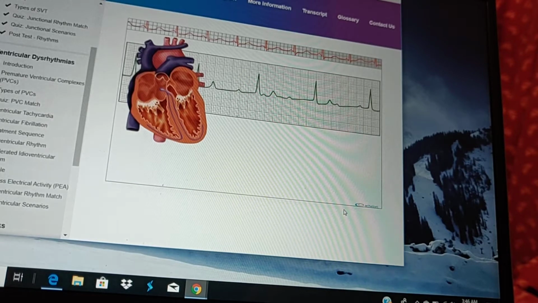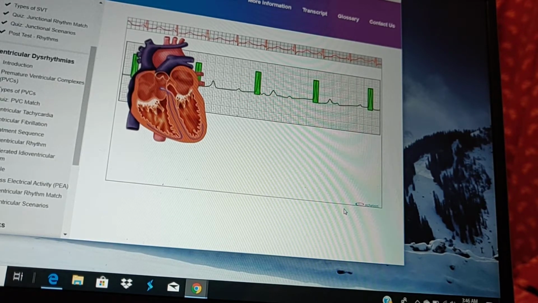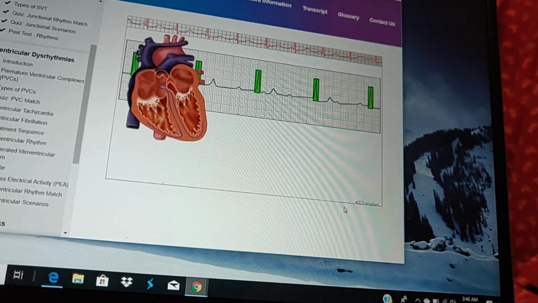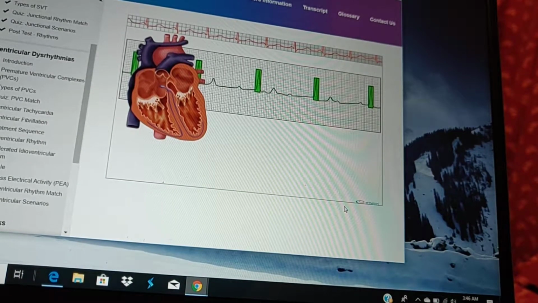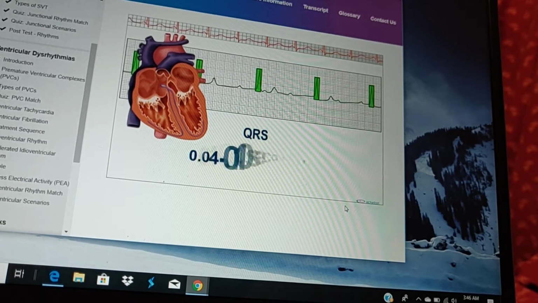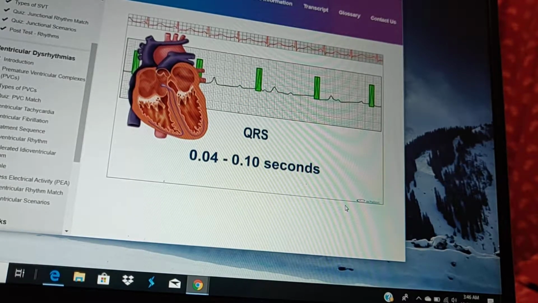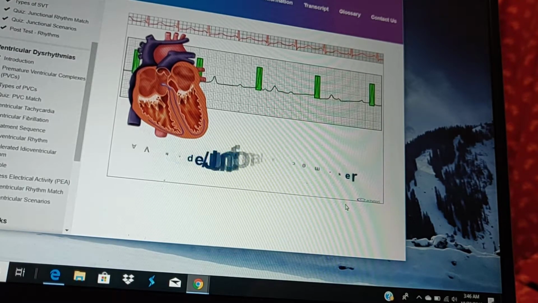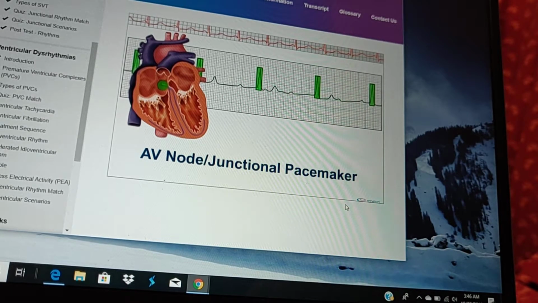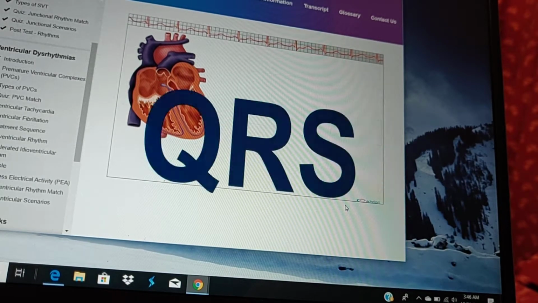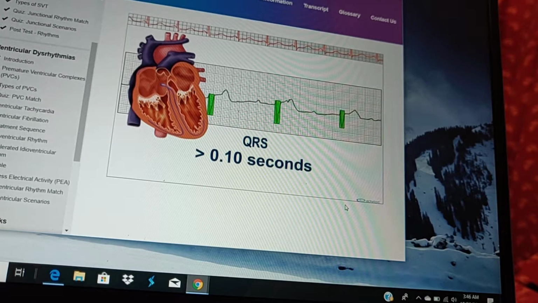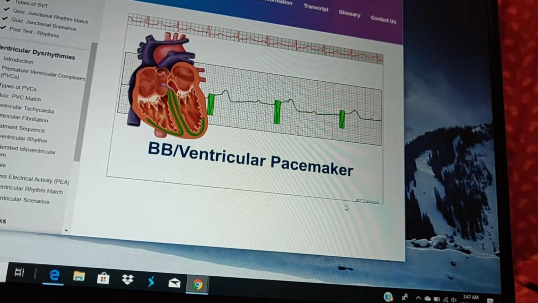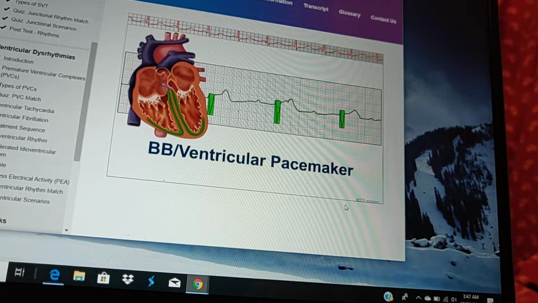With a third-degree heart block, the width of the QRS complex is related to which secondary pacemaker the heart is using and the current state of the interventricular conduction system. If the QRS is between 0.04 and 0.10 seconds, the block is considered to be at the AV node level. The heart is using the junctional pacemaker. If the QRS is greater than 0.10 seconds, the block is considered to be at the bundle branch level. The heart is using the ventricular pacemaker.